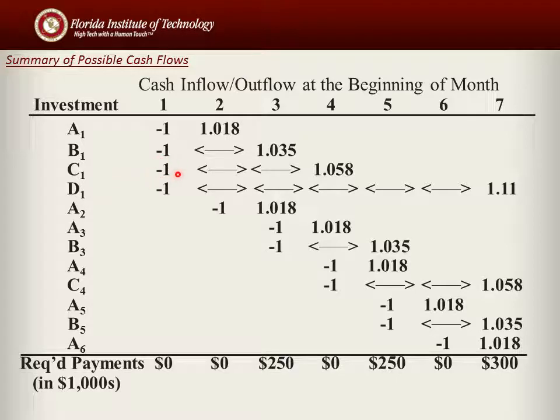So you have an opportunity to invest here in month number 1, and then you'll receive a return of 1.058 times C1 at the beginning of month 4, and so forth. Okay, so if you invest in investment D, for example, the only opportunity that you have to invest in investment D is in month number 1, because it has a maturity period of 6 months. So if you invest here in month number 1, you're going to receive a yield of 1.11, because the return of anything that's invested in investment D is 11%. So it's going to be 1.11 times D1, and so forth.